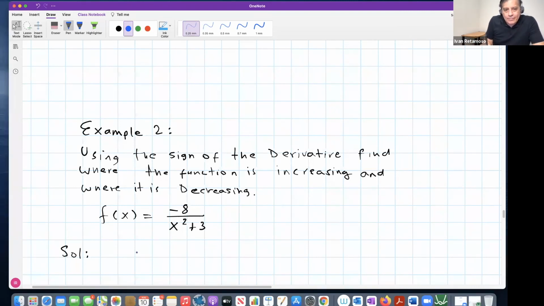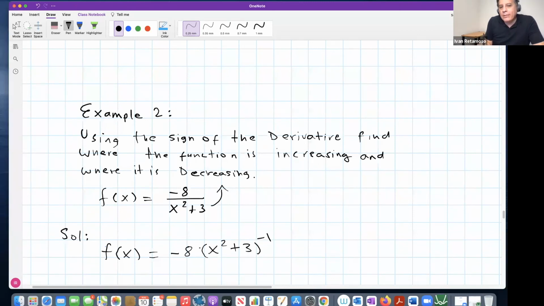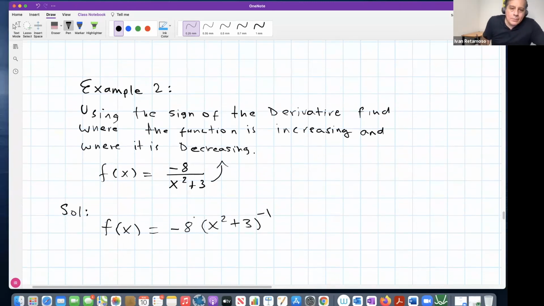Now, first thing I'm going to do is, since I have to work with the derivative of this function, I have to take the derivative, right? Allow me to rewrite this function as follows. -8 times, allow me to put this up here, x squared plus 3 raised to -1. So I can use the chain rule, right? The other option is to use the quotient rule, but probably it's more complicated, right? So I'm just going to rewrite it this way so I can use the chain rule, right?